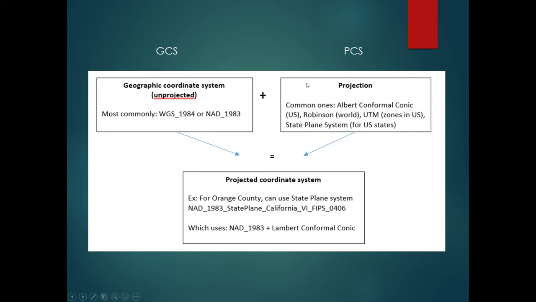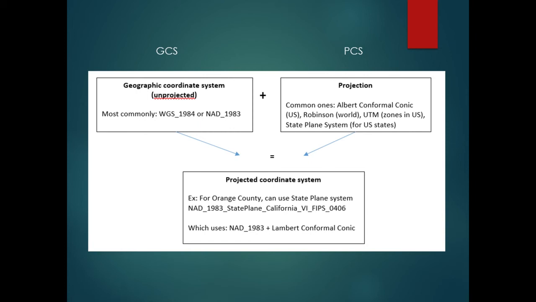When we apply a projection to geographic coordinate systems, ArcMap calls that a projected coordinate system. Now, a projection allows us to take a 3D object, the Earth, and display it on a two-dimensional surface. So projections such as Albers conformal conic or state plane systems are used to project data.